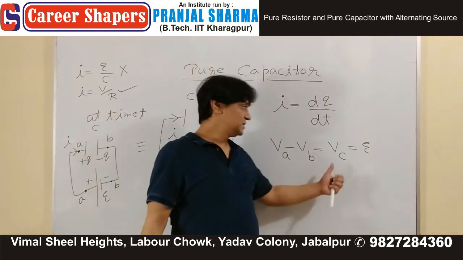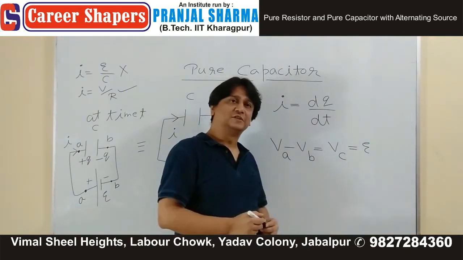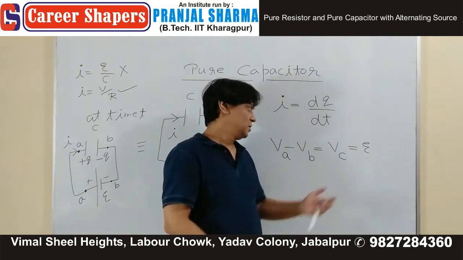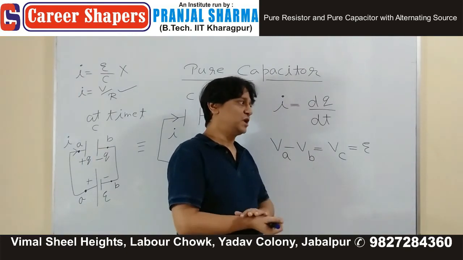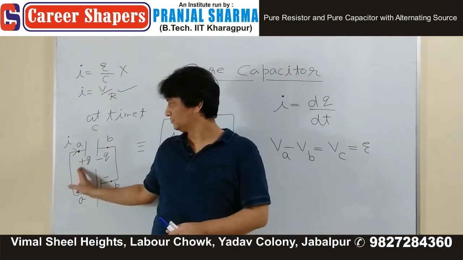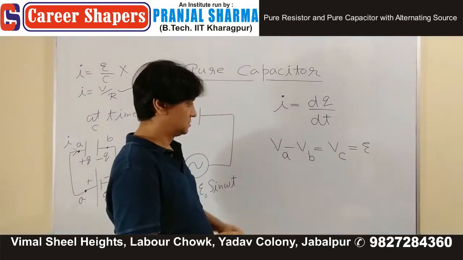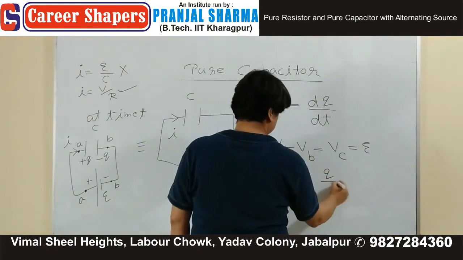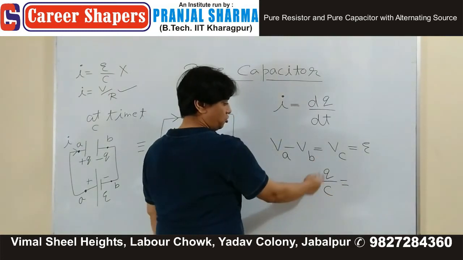But what is VC? What is potential difference in terms of charge and capacitance? Write down in the comment box. What is potential difference across a capacitor in terms of charge present on it and its capacitance? And I hope you will write Q by C. What is VC? Q by C.